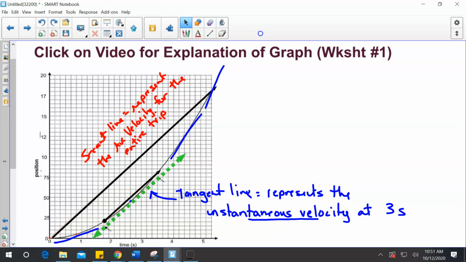So you guys are supposed to do page 96, the worksheet, just questions 1 through 12.